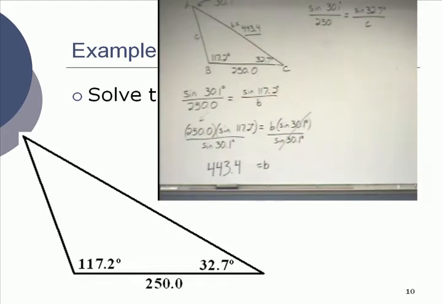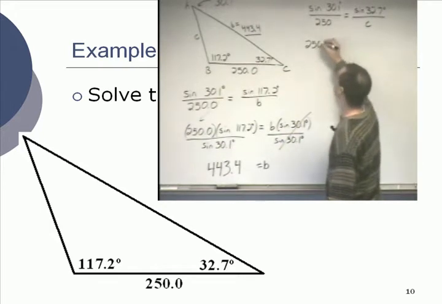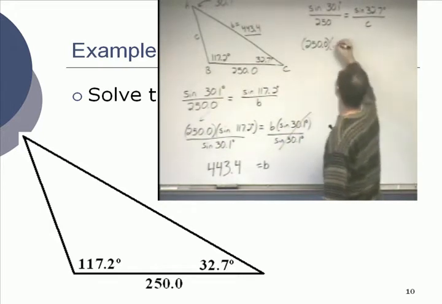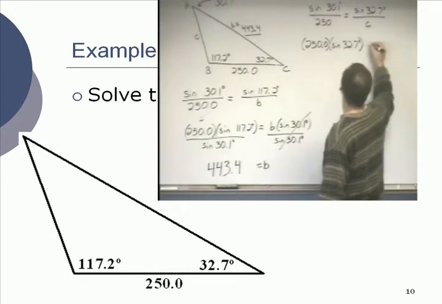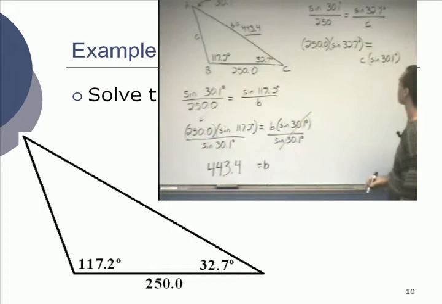Okay. Well, again, cross multiply. We won't go through this every step, but first couple here we will. 250 times the sine of 32.7 is equal to C times the sine of 30.1 degrees. Divide both sides by sine of 30.1.